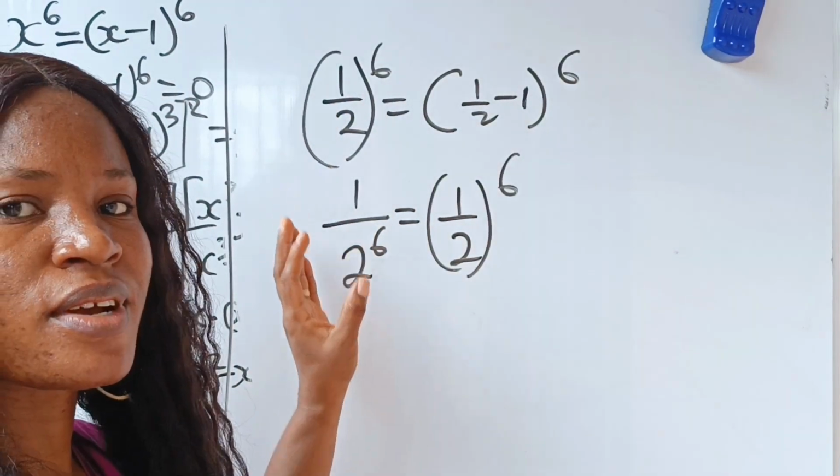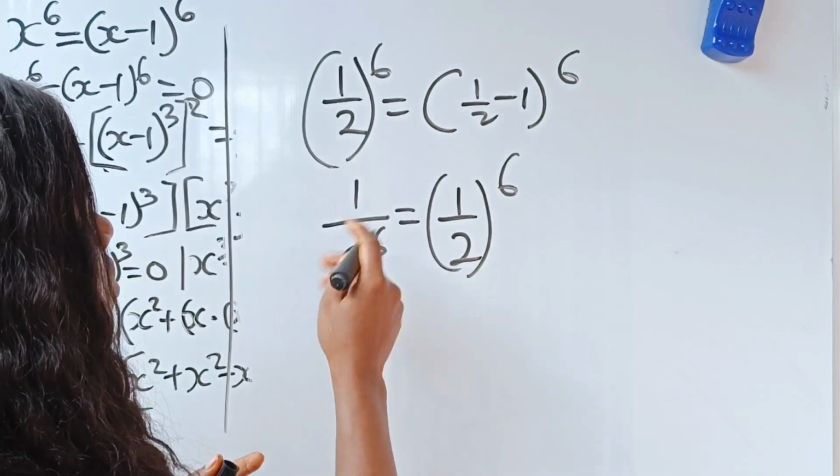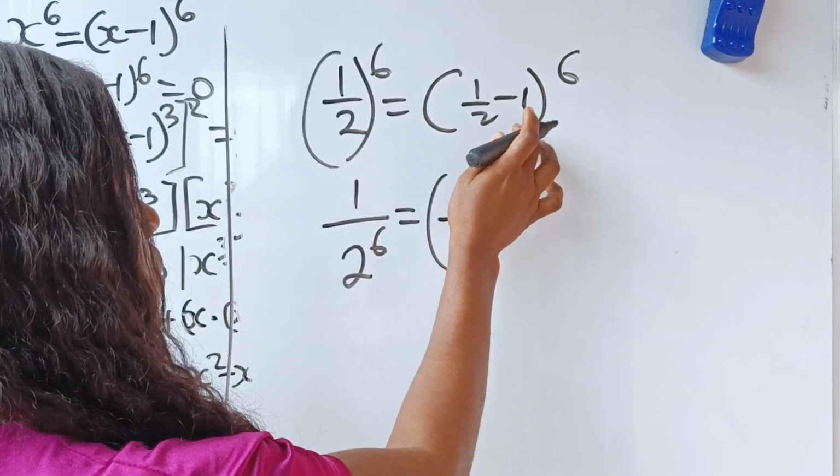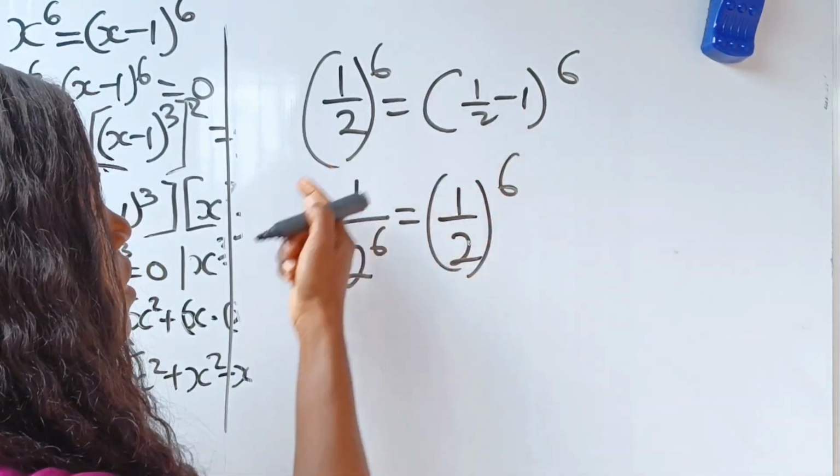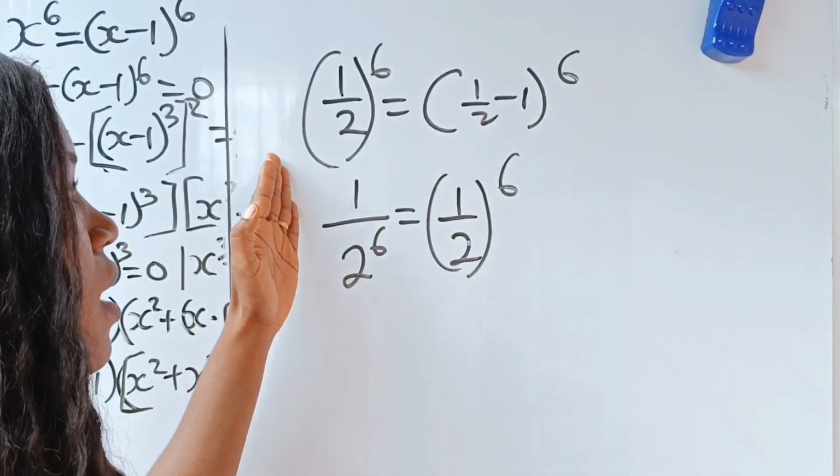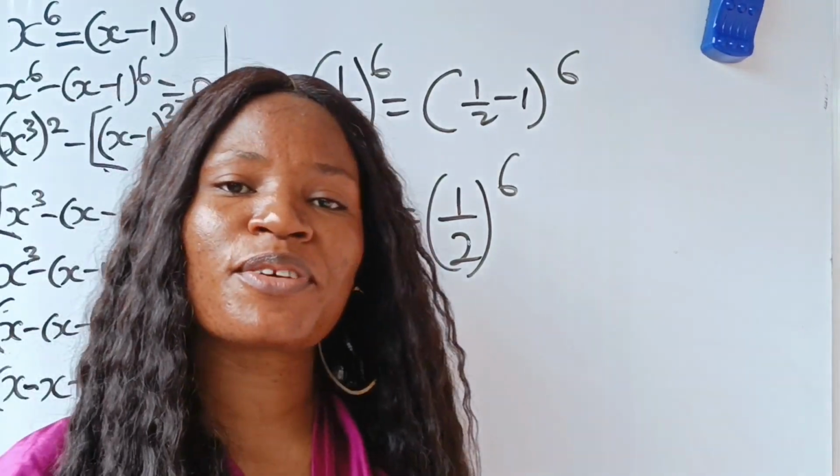I was not even supposed to go this far, because when you factorize what you have on this side, you also have half to the power of 6, which is the same thing with what we have here, half to the power of 6.